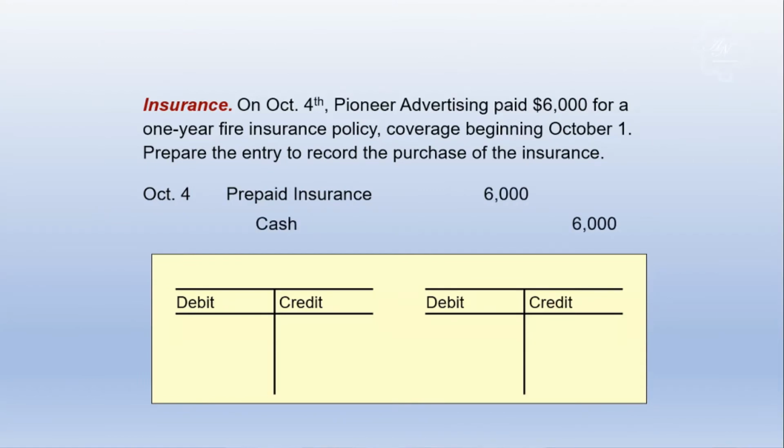When we purchase the insurance, we have prepaid insurance. It's an asset. Cash, also an asset. Prepaid insurance increased. Cash decreased. The entry: debit prepaid insurance, credit cash.